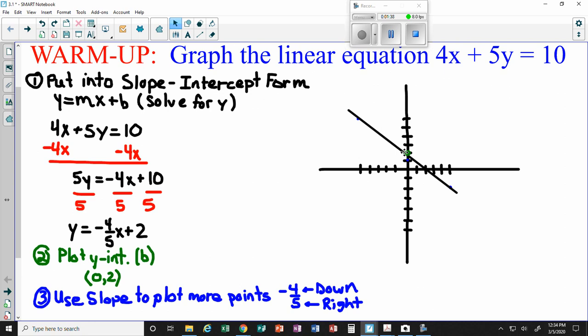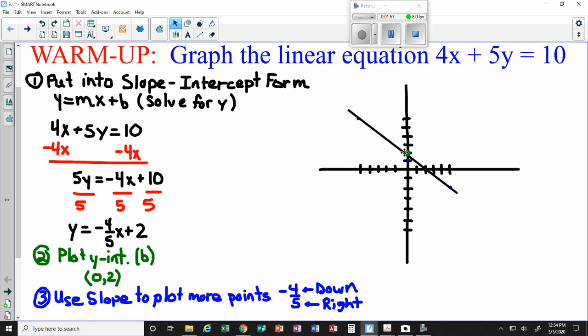Now, the other thing you should always check is, does my line make sense? Well, if it has negative slope, it should be doing what? Going down. And it is. Okay? So, does that ring a bell? We did this at the beginning of the year.